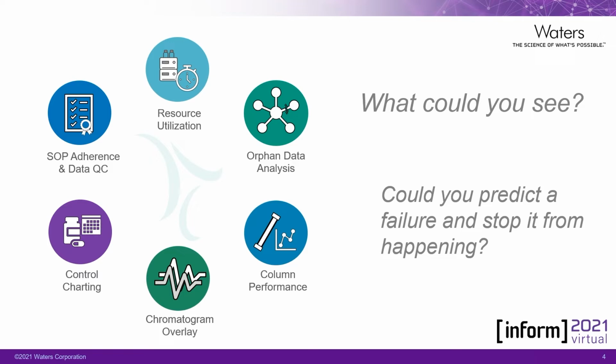When it comes to column performance, you can track column usage to identify points of failure, or track general usage information to help identify needs for your column inventory. What if you could know that a column fails for a critical method or product between the 900th and 950th injection each time? So you could begin to replace that column at the 875th injection and stop an OOS from happening. There are endless uses for overlaying chromatograms.